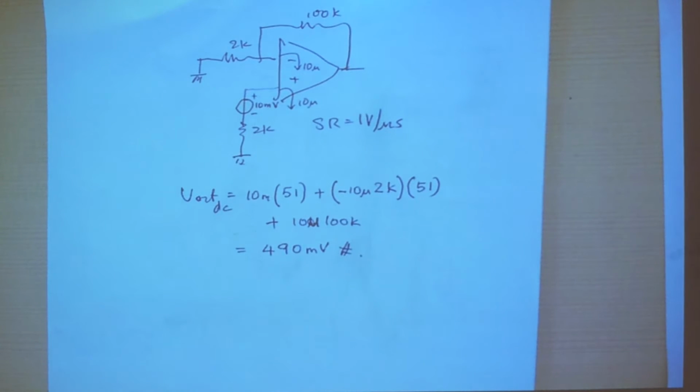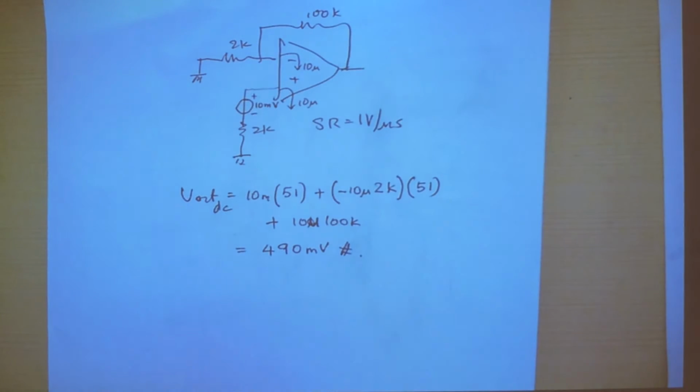Any question? Why 51? Why? 1 plus the feedback resistor over 2K, right? Okay, so this is what it is.